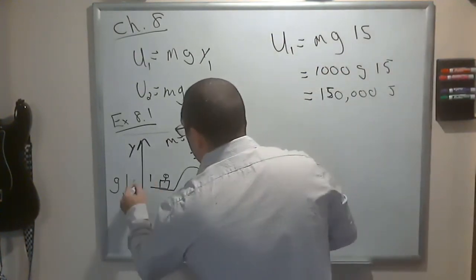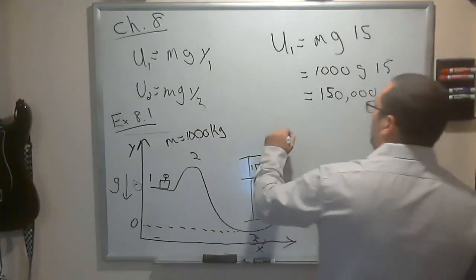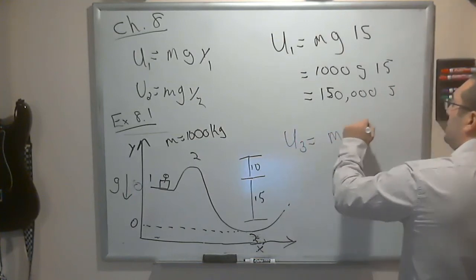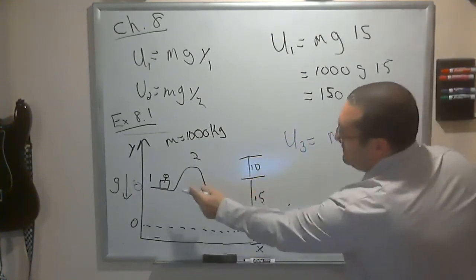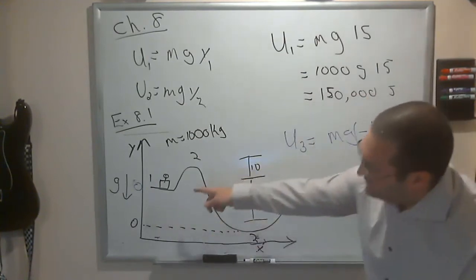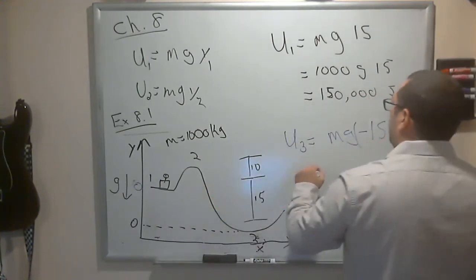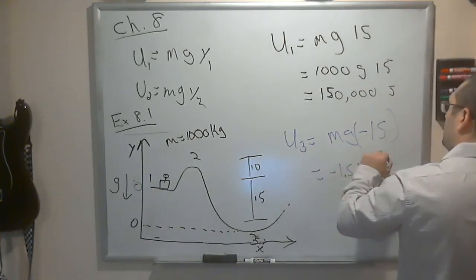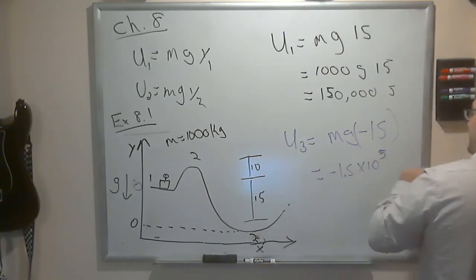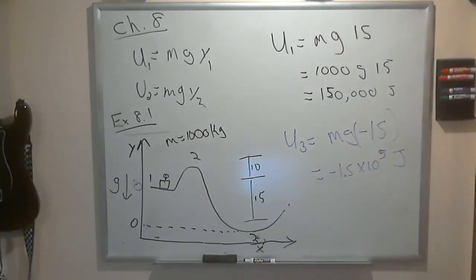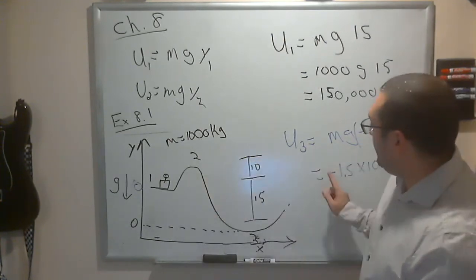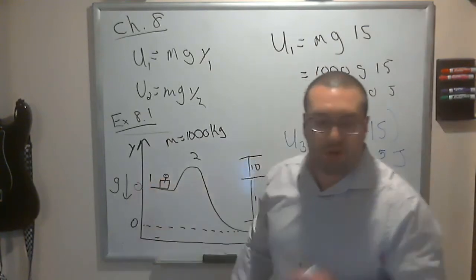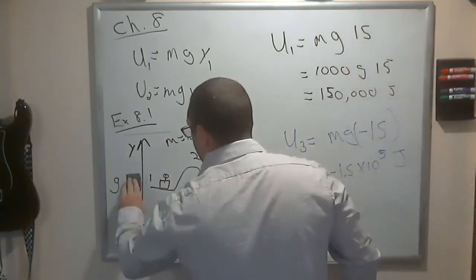If we take this to be 0, let's say, let me use a different color marker. Let's say I take this to be 0, and then I want to calculate the potential energy of 3. It would be mg times minus 15, because this is lower than what we take to be 0, and this comes out to be minus 150,000 joules. So this has a lower potential energy than that, right? It doesn't matter what you take as your reference point, really, as long as you're consistent. So we'll use that as our reference point.